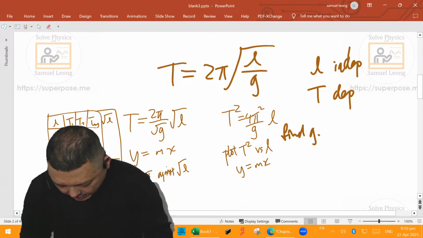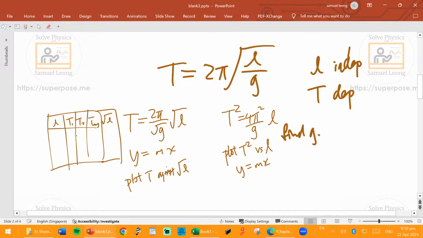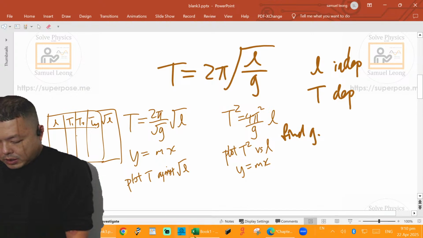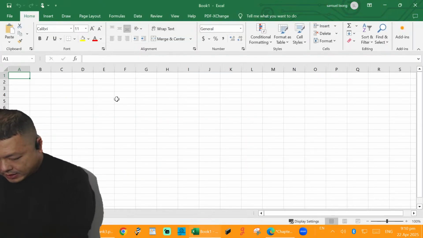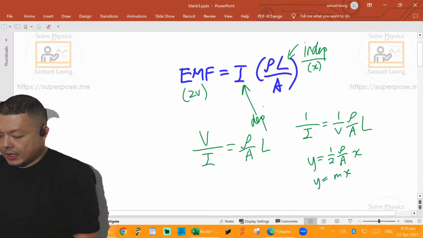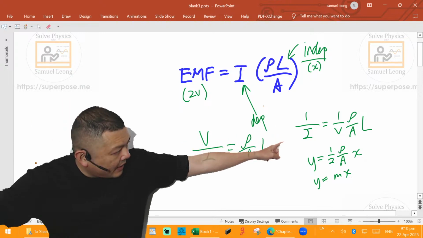Okay, back to your equation. Back to your example here. We're supposed to plot what? What was your example again? I'm supposed to plot 1 over I against L, right?